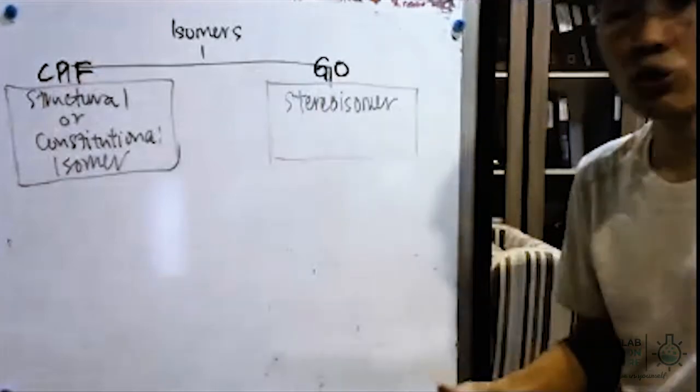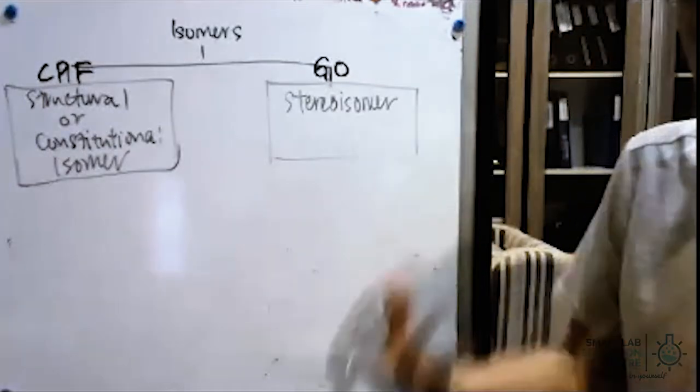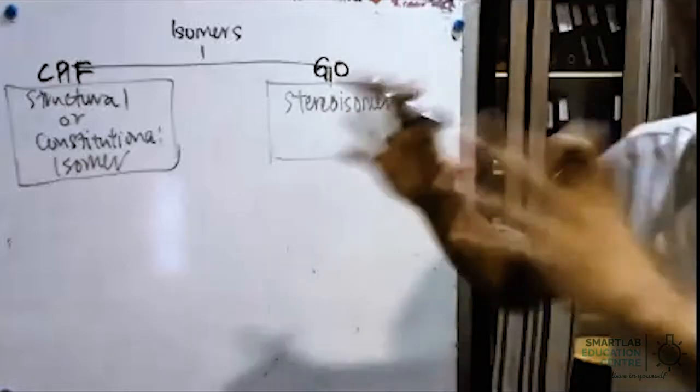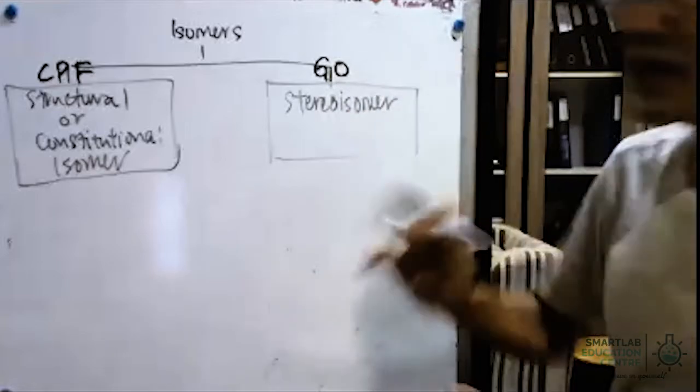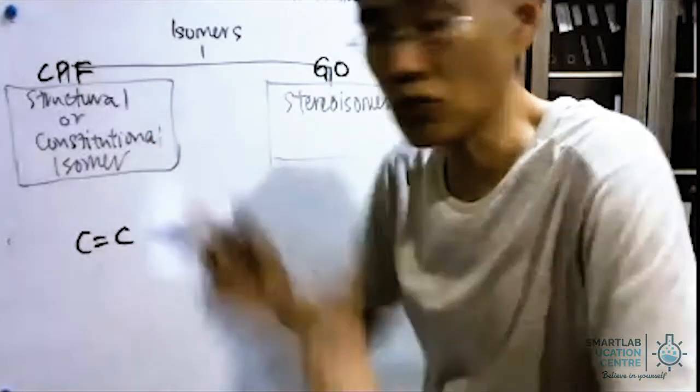G will be geometric isomers, then I'll go to optical isomers. So what are geometric isomers? Geometric isomers typically have a C to C double bond. If you have a C to C double bond, the pi bond between the two carbons restricts the rotation.